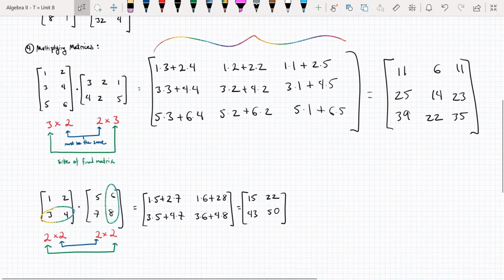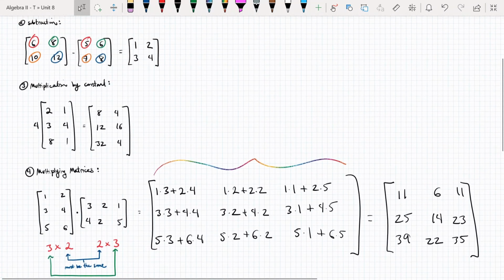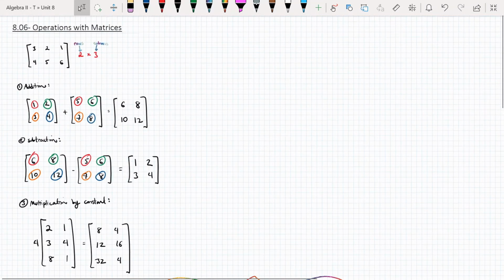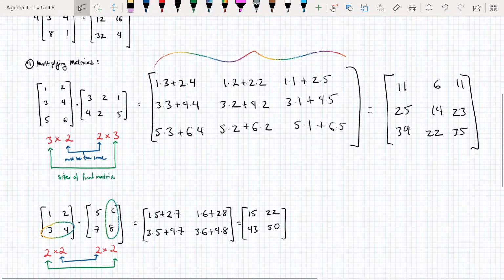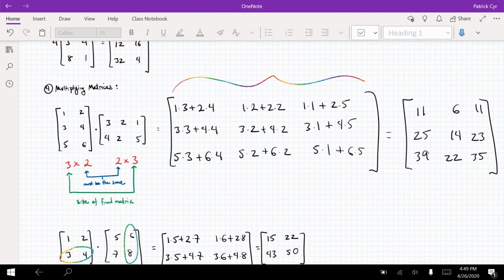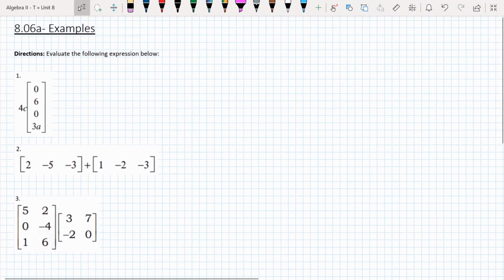Okay, so this is a little tricky. It can be kind of confusing. I think the addition and the subtraction should be pretty straightforward, but the multiplication is definitely going to be a challenge when you're going through these. So let's go through an example and a practice problem as well.